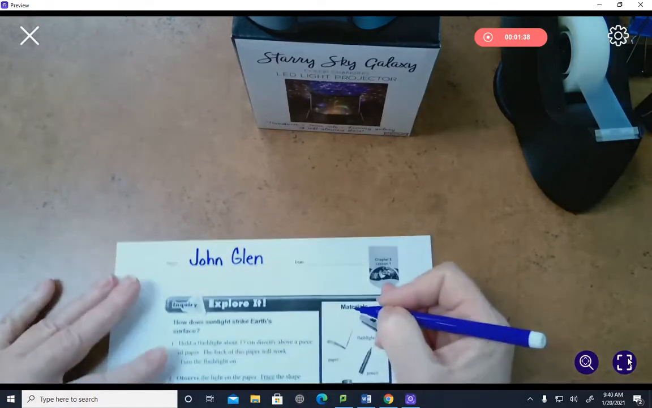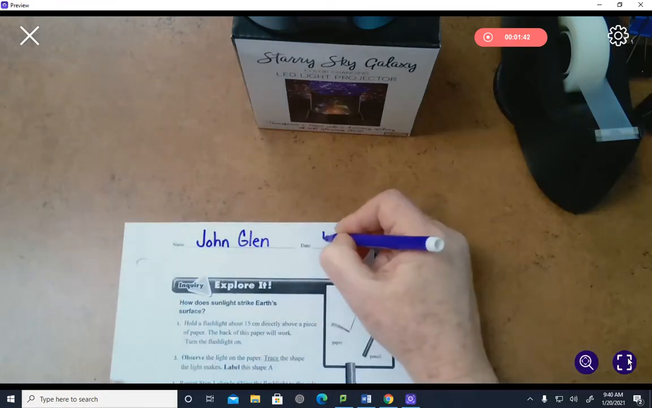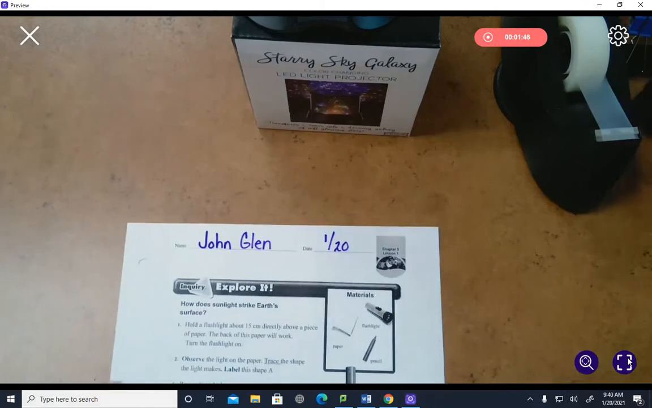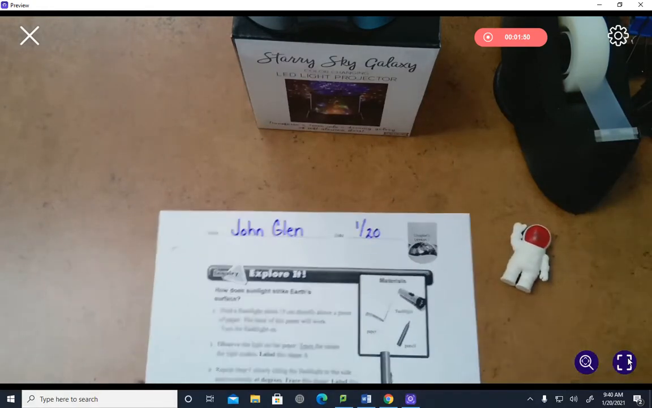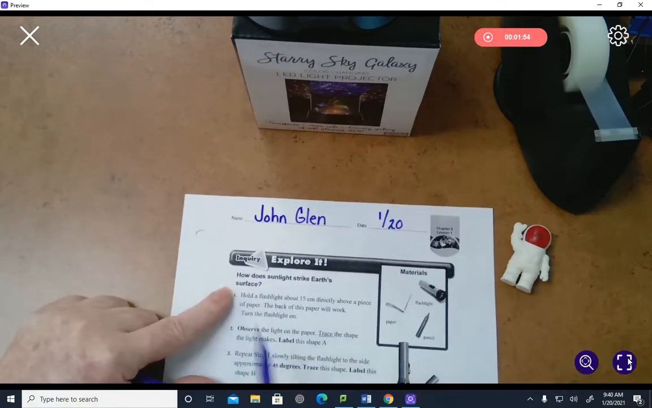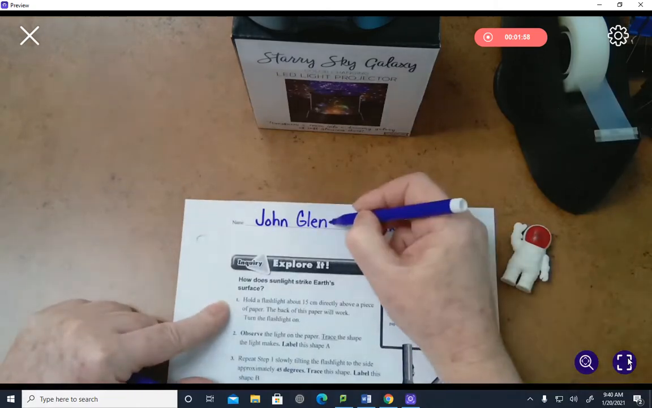And of course, today's date is, I wonder if it's two N's. I don't know. I am going to write today's date. It is the presidential inauguration day. So, let's see. It says, we want to know, how does sunlight strike the Earth's surface? And this is really bothering me. I think it's two N's.